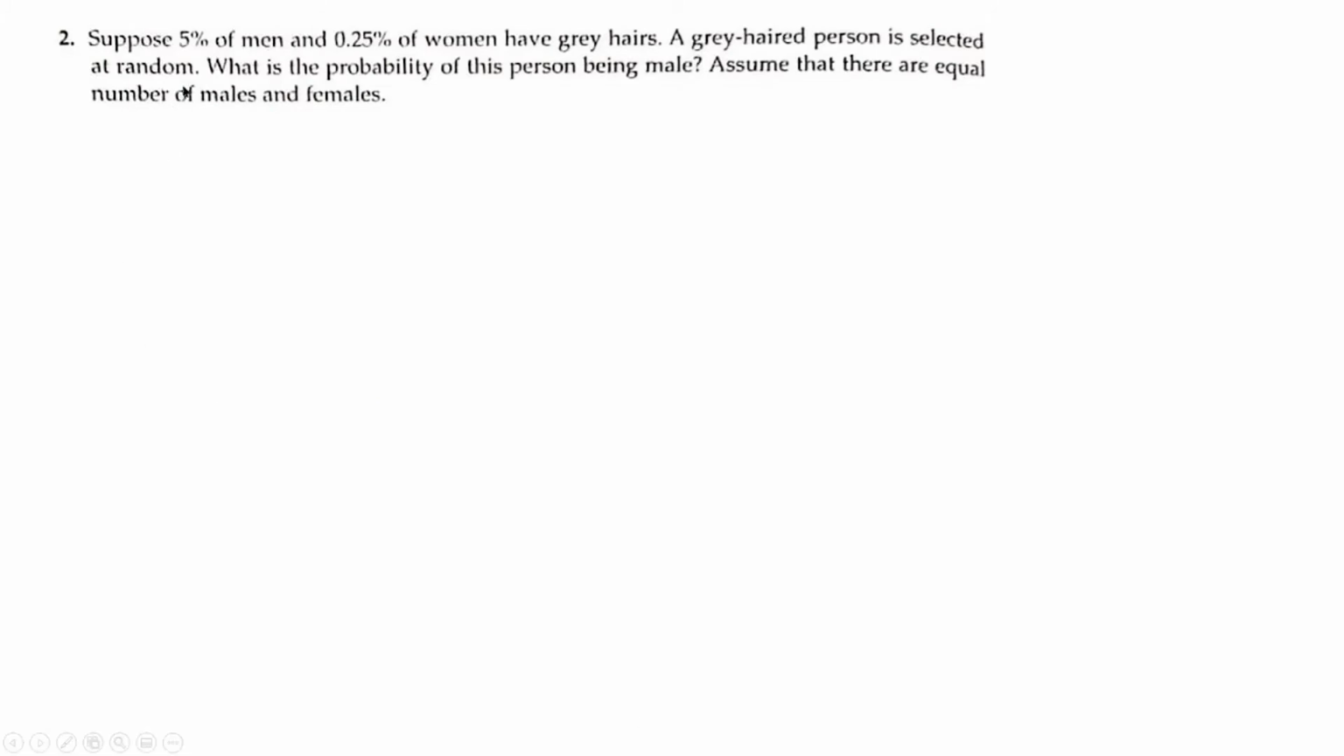Moving on to the next question. Suppose 5% of men and 0.25% of women have grey hairs. A grey haired person is selected at random. What is the probability of this person being male? Assume that there are equal number of males and females. So here it is given 5% of men and 0.25% of women have grey hairs, and a person selected at random is found to have grey hair. We need to find the probability that this person is a male.